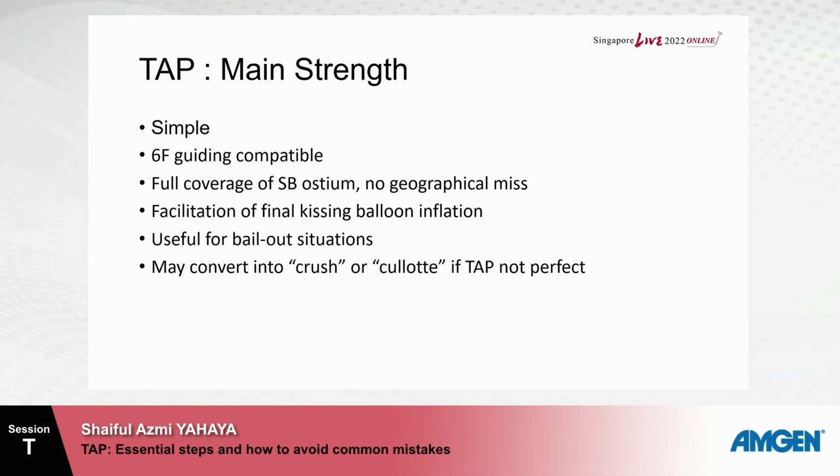The main strength of a TAP technique is that it is simple. It can be done using a 6 French guiding compatible catheter. It can have full coverage of the side branch ostium with no geographical miss. It facilitates the final kissing balloon inflation. It is useful for bailout situations, and like I mentioned earlier, you may convert it into a crush or a culotte technique if the TAP is not perfect.